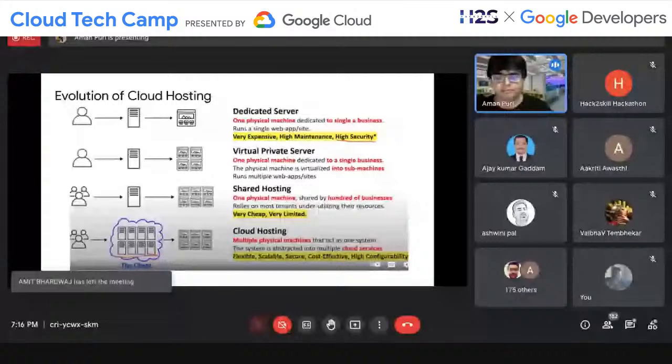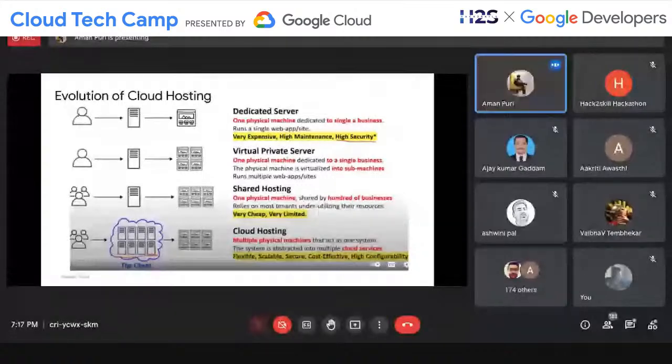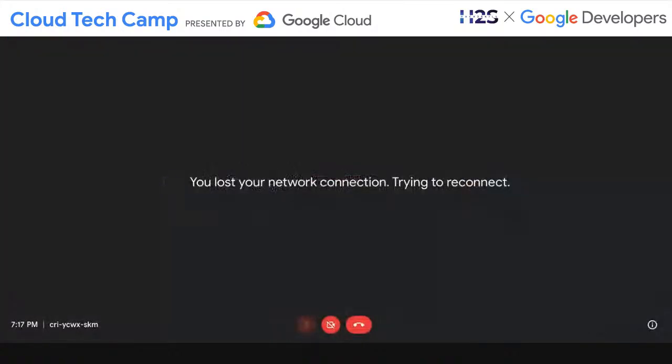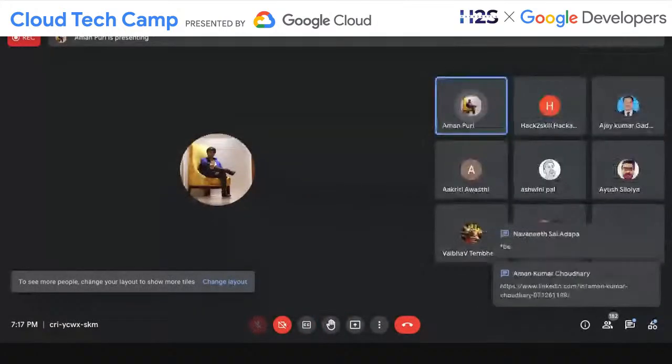Then came virtual servers, where one physical machine, instead of being dedicated to a single business, was divided into multiple machines. So we used to virtualize all these machines in a single server. And then we have shared hosting, where you have one physical machine which is shared by hundreds of businesses, relying on tenants, utilizing the resources very cheap and very limited. But here what happens is your cost becomes cheaper because you share these resources with others.